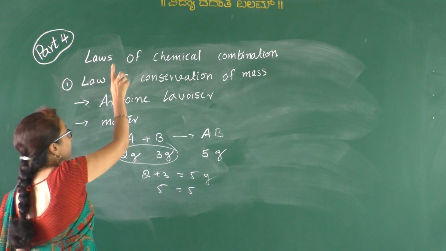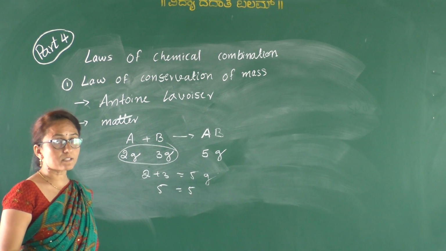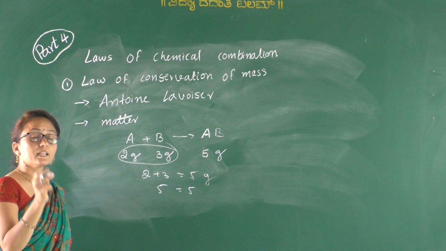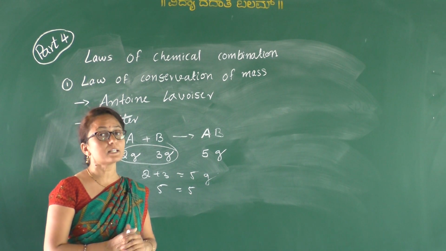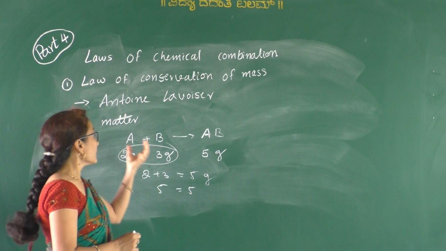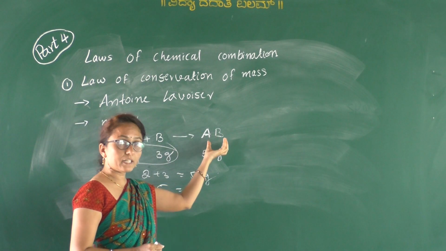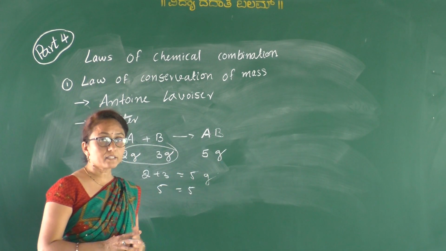So the total mass of the reactants, 2 plus 3, is equal to 5, and the mass of the product is also 5. Therefore, according to the law of conservation of mass, matter can neither be created nor be destroyed in a chemical reaction. That means the reactants are converted into the products, but they are not destroyed.